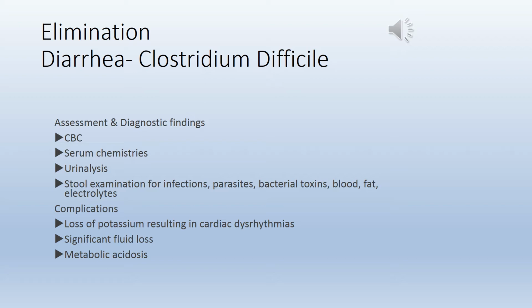Complications also can be muscle weakness, paresthesia, hypotension, anorexia, and drowsiness with, once again, those low potassium levels less than 3.5. Assessment and diagnostic findings would include checking your complete blood count, serum chemistries, urinalysis, and stool examination for infections, parasites, bacterial toxins, blood, fat, and electrolytes.